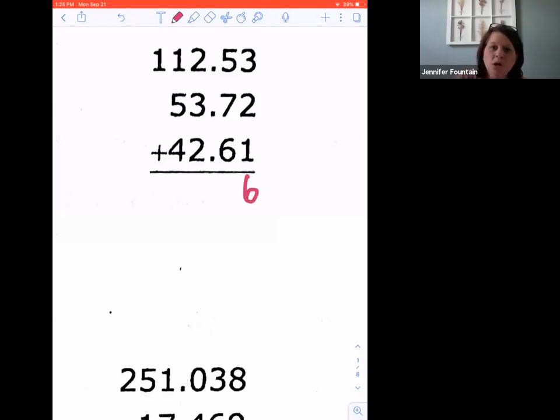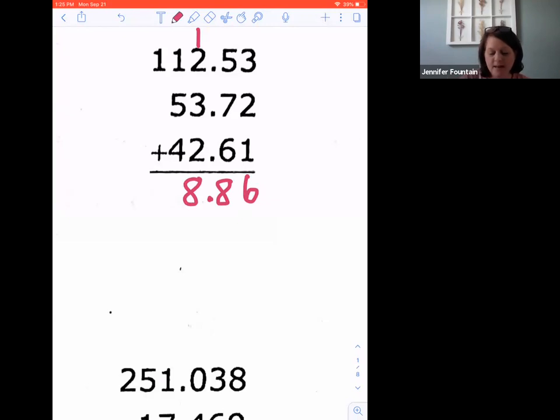Then I move over a column, and I have 5 plus 7 is 12, and 12 plus 6 is 18. I put down my 8 and carry my 1. If you want to, you can go ahead and put your decimal there so you don't forget it in your answer. I carried a 1, so 1 plus 2 is 3, 3 plus 3 is 6, and 6 plus 2 is 8. I have nothing to carry this time.